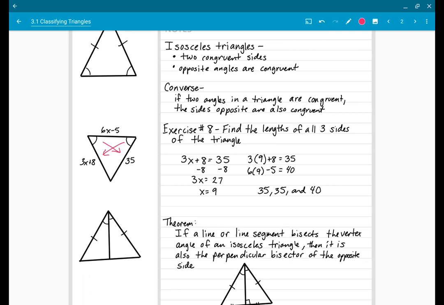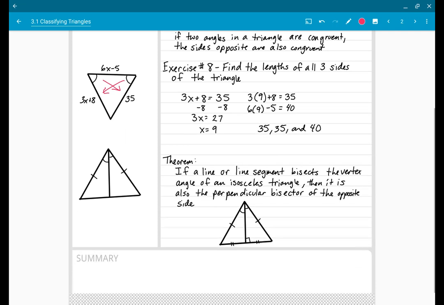But in order to find the third side, we need to find x. And we do that by setting the two sides equal to each other. So 3x plus 8 equals 35. Solve for x, plug it back in to the third side, 6x minus 5, and you find out that the third side is equal to 40 units.